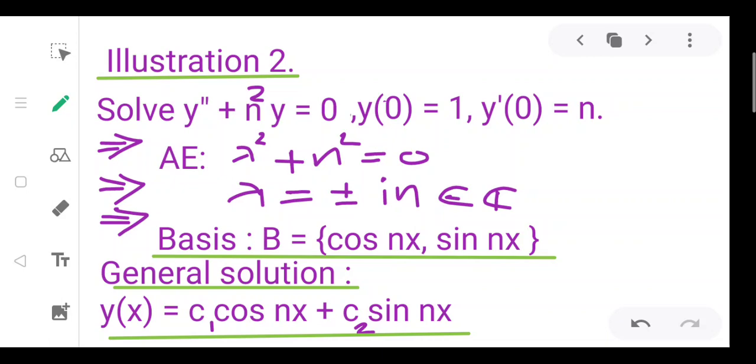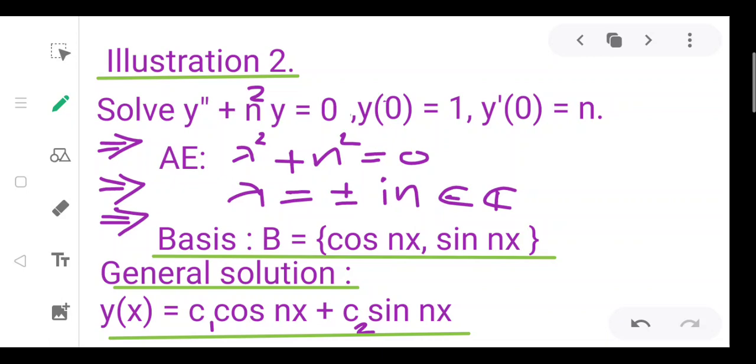So here the auxiliary equation is lambda square plus n square equal to 0. So solving, we are getting lambda equal to plus or minus in. It's a general problem, and the previous one will be a particular case for this. So actually it is the differential equation of a simple harmonic motion. Okay. So we will get the basis as cos nx, sin nx.